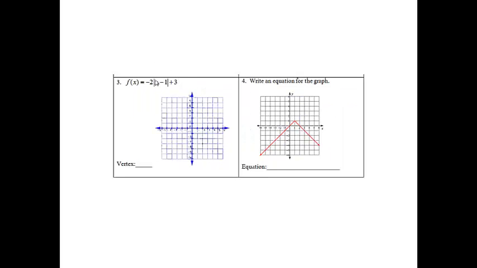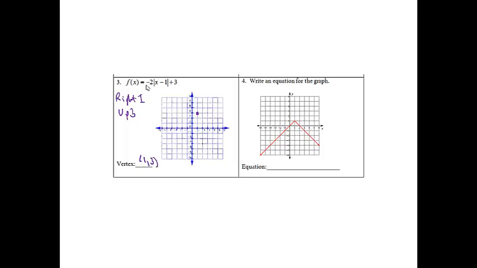Alright, question 3, f of x is equal to negative 2 absolute value x minus 1, plus 3. Right, starting on the inside of the absolute value, that minus 1 is going to force me to do the opposite, so I will go to the right one. The plus 3 on the outside is going to make me go up 3. So if I go right 1 and up 3, my vertex will be at 1, 3.